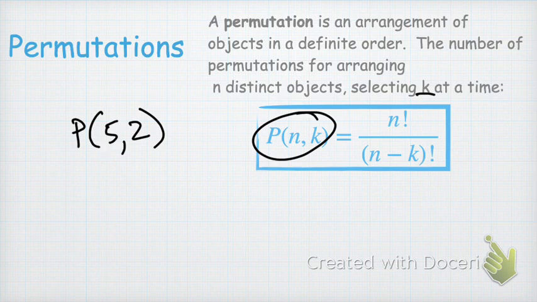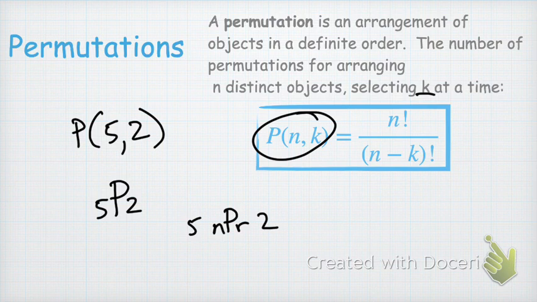So out of 5 things, pick 2 of them and put them in order. I've also seen it written like this, 5P2. I've even seen it abbreviated like this, 5NPR2. So those are all different symbols that mean the same idea. And there's a formula for that.